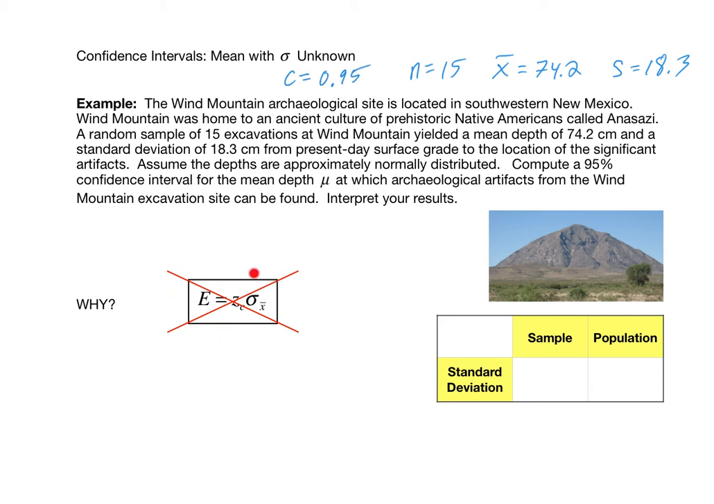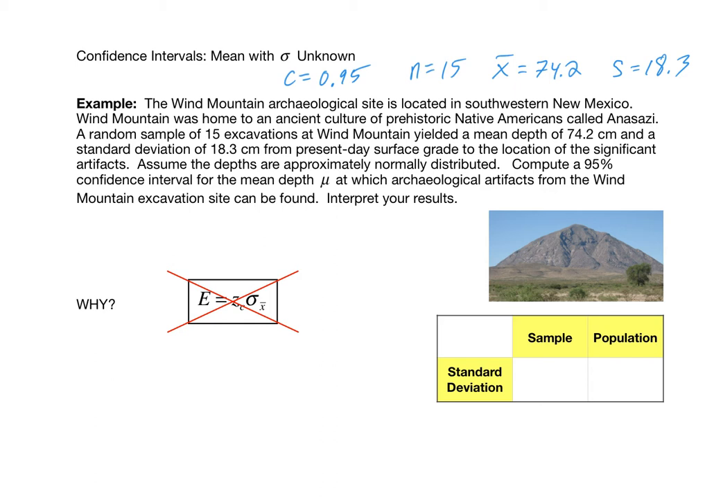Why can we not use this margin of error formula for this problem? Take a moment to think about this. Hopefully you recall, in order for us to use this margin of error formula from our previous video, the population standard deviation sigma needed to be known, and the sample size had to be greater than or equal to 30, or the population had to be normally distributed. But right away, the population standard deviation sigma had to be known. We do not know sigma.